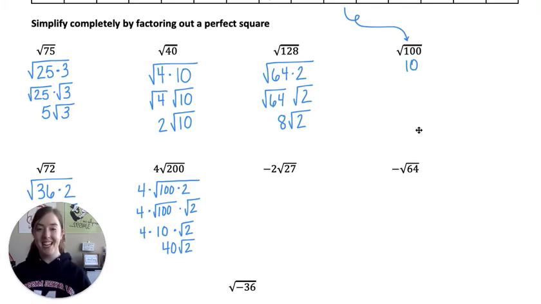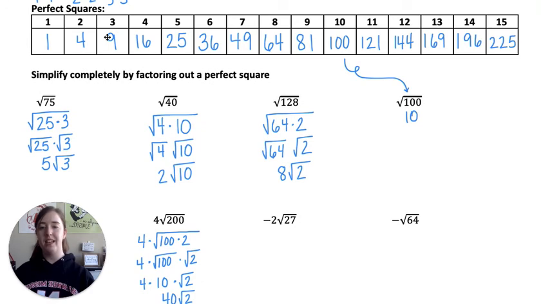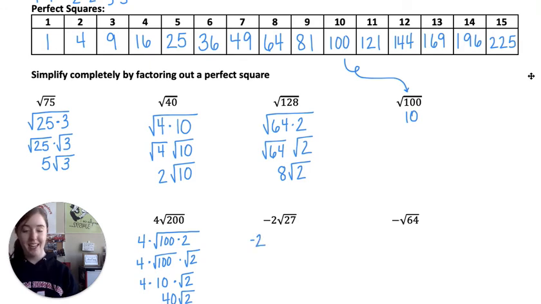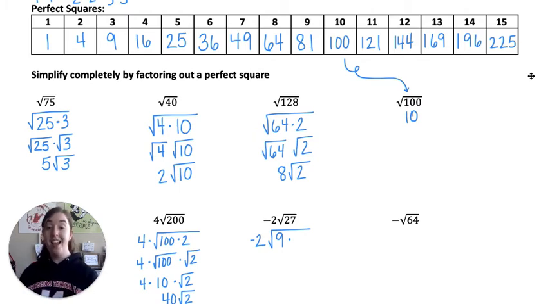Let's try this guy. So what's the biggest perfect square that goes into 27? So let's check every number less than 27. 27 divided by 5 doesn't come out evenly. 27 divided by 16 doesn't come out evenly. 27 divided by 9 comes out to be 3 though, so I know I can use that one. So we got -2 square root. We decided the biggest perfect square that goes into 27 is 9 times. And then what times 9 gives me 27? We'll end up with 3 there.